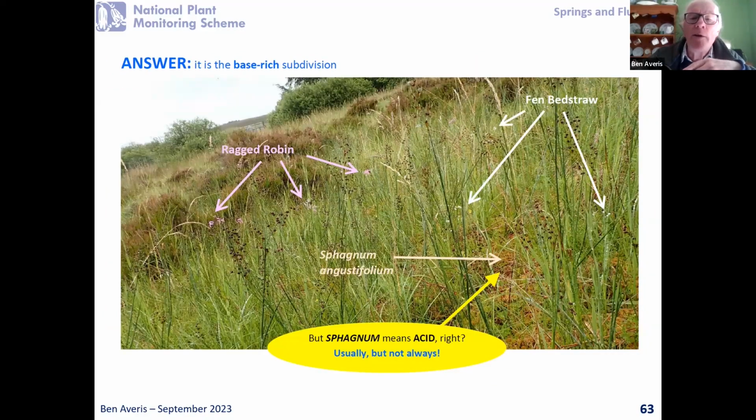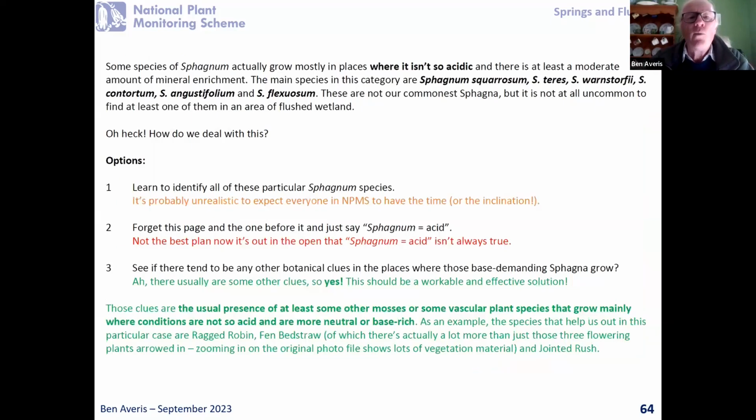Looking a bit more in the vegetation, you can see the pink flowers of ragged robin, little white blobs of, in this case, fen bedstraw. The moss is Sphagnum angustifolium. And even though one might say sphagnum must mean it's acid, it doesn't always, because there are some sphagnums that like it not quite so acid. And what are we going to do about that? There's a list of them there. I put maybe three options. Learn to identify them all. Not everybody's got the time for that or the inclination. Forget about it and just say sphagnum is acid.